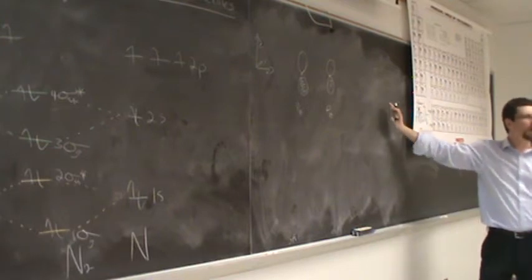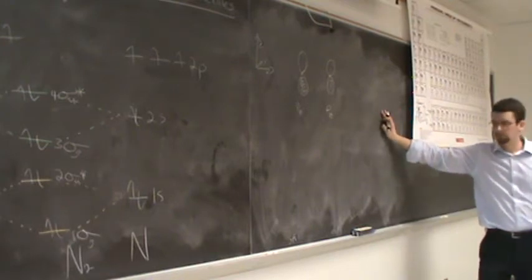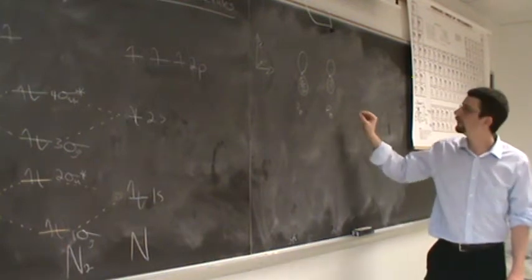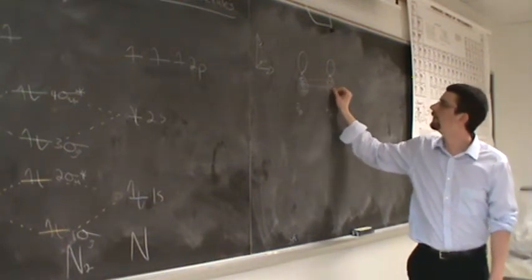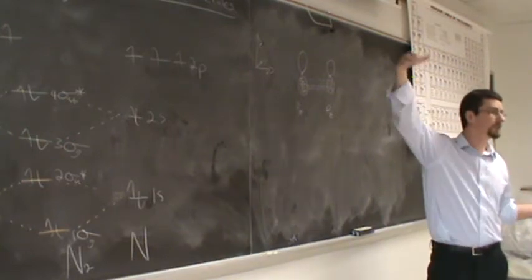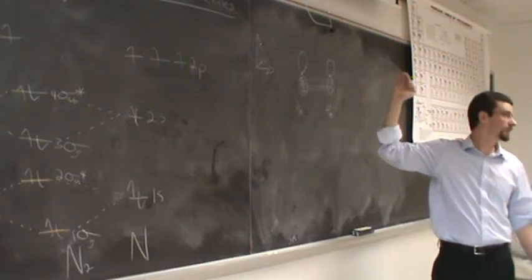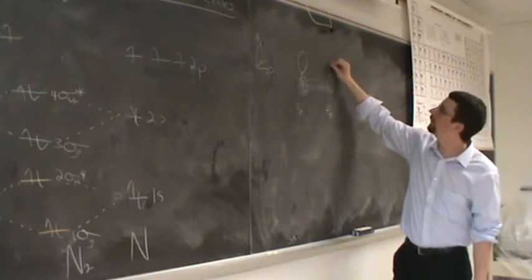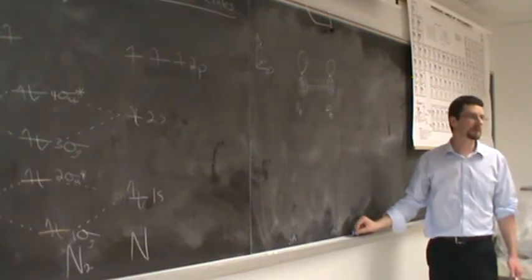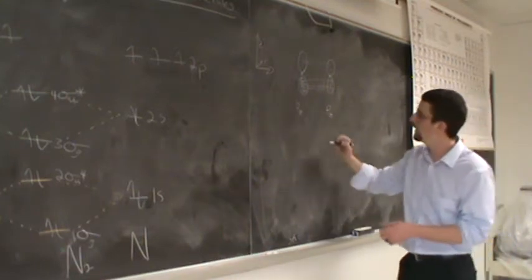Now, how many regions of overlap do we have? Two. Yep, got it. Even though these are drawn small, they really spread out in space. We're just doing this for neatness' sake. And then we have this one. So what type of overlap is this? Pi. We're going to have a pi overlap.